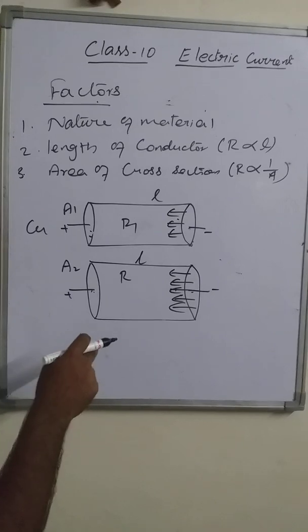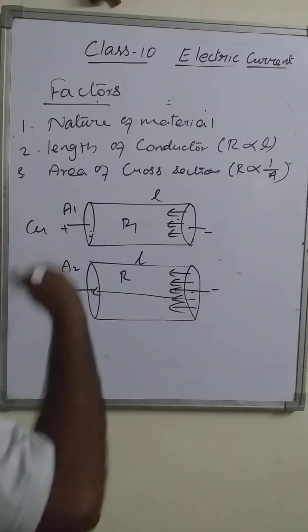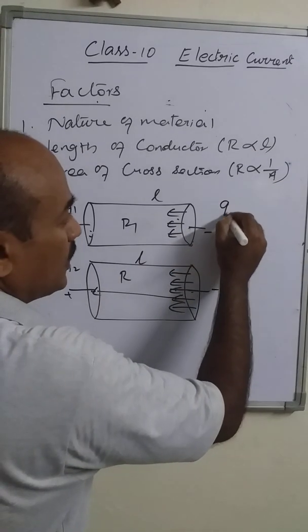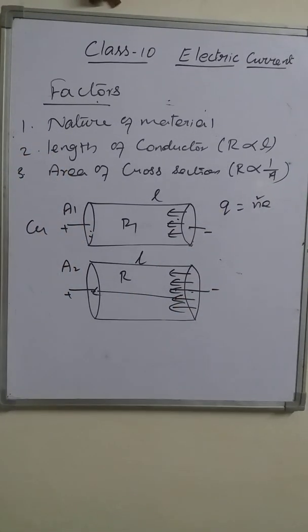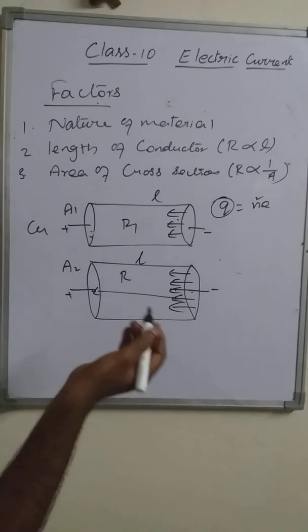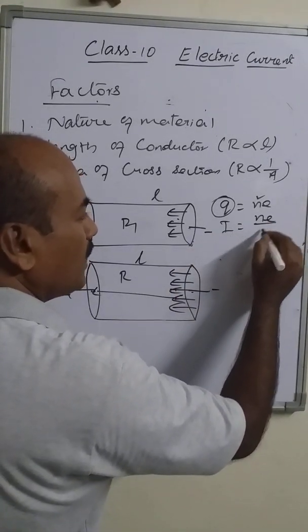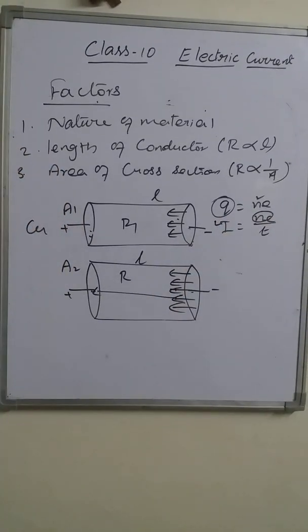The greater number of electrons reaching the other terminal causes more current to flow through the conductor, because Q is equal to Ne. So if the number of electrons flowing through the conductor is greater, then the amount of charge is more, and that charge is related to the current also. If the charge increases, the current also increases.